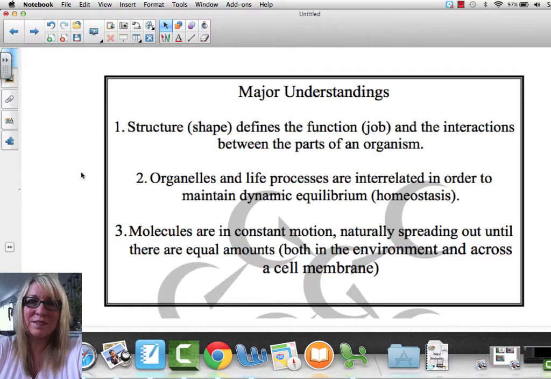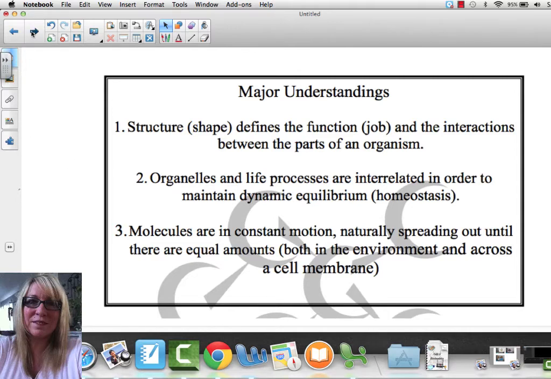So we're going to talk about structure and function, which really correlates to the shape and job of different parts of an organism. We're going to talk about organelles, which are the parts of a cell, and life processes and how they are interrelated in order to maintain a dynamic equilibrium, which is also referred to as homeostasis, or a steady internal state. And we're also going to talk about molecules and how they are in constant motion, and they're naturally spreading out until they are all equal amounts. And this happens both in the environment surrounding us and across a cell membrane in the tiniest portion of our cells.